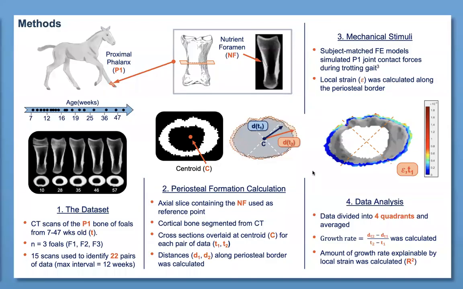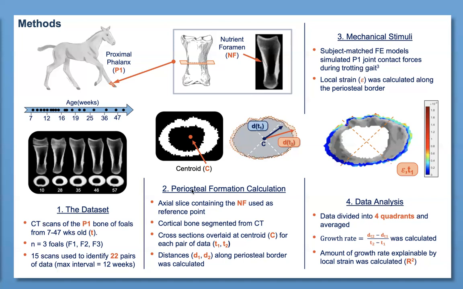That brings us to the methods of our study. Our data set consisted of computed tomography, or CT, scans of 3 different foals ranging in age from 7 to 47 weeks old. The scans were taken at 15 unique time points, which is demonstrated broadly with this image, specifically taken of the first phalanx, which is this small bone depicted in this image. We limited our study to a maximum time interval of 12 weeks, which gave us 22 unique pairs of data to work with moving forward.